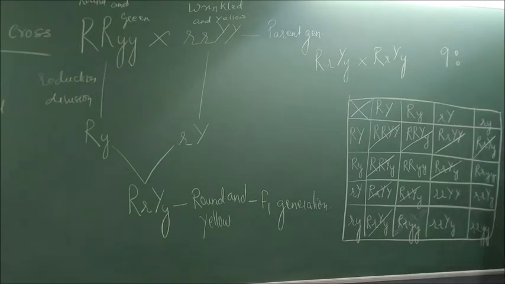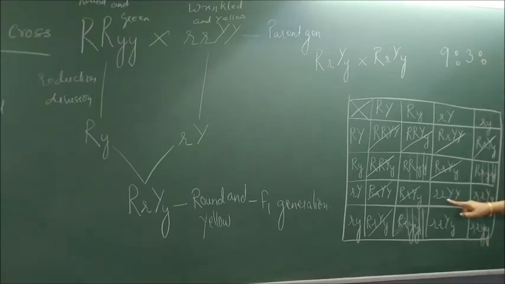Next case is what? Round and green. So let us make it like this. Round and green. See here. Round and green. So 3 plants which are round and green. Now the next ratio. The next ratio is what?